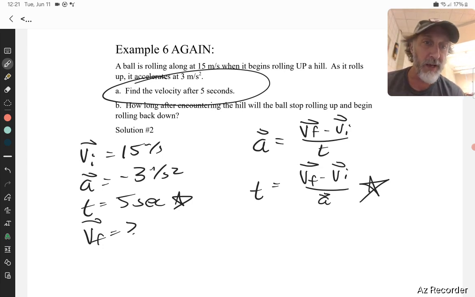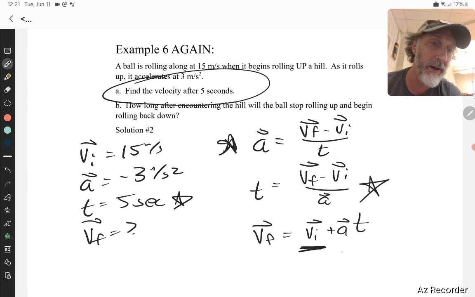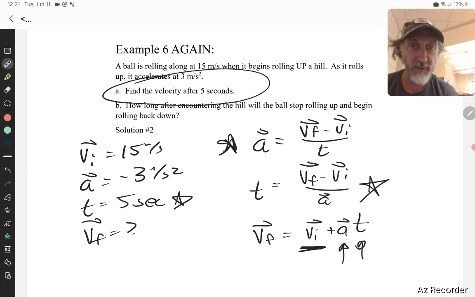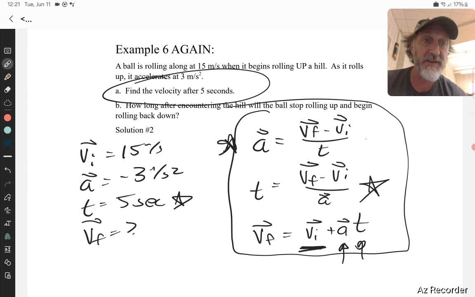Now, the other one that we use a lot is if you have to solve for VF, then we can do that. So if you algebra this, multiply by T and add VI to both sides, we get this equation, which also gets used a lot. VF equals VI plus A times T. So this is the velocity you began at, and then it changes by this amount every second for this many seconds. All right? So those are three equations that are going to get used a lot this year. Okay? The top and bottom ones are on your equation sheet. This middle time one is not.